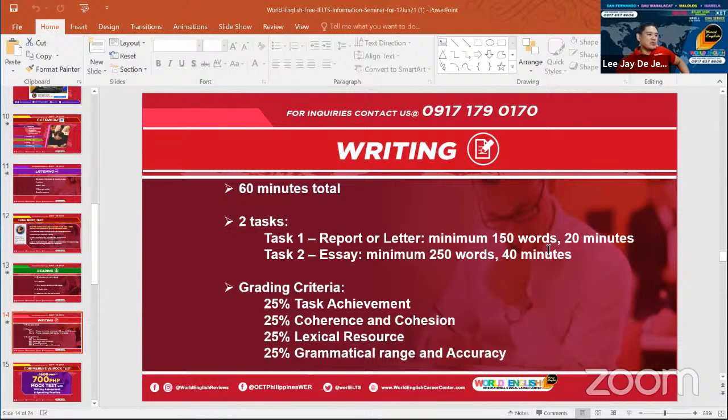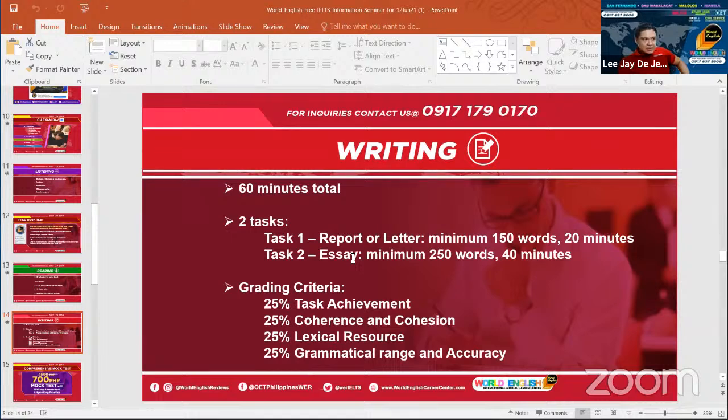So which one is more difficult for most candidates? It's usually task 1. A lot of people find task 1 difficult because for most of us, it's going to be the first time to write something like this. Namang essay, we've been writing essays since high school. So I think it's a little bit easier to study.